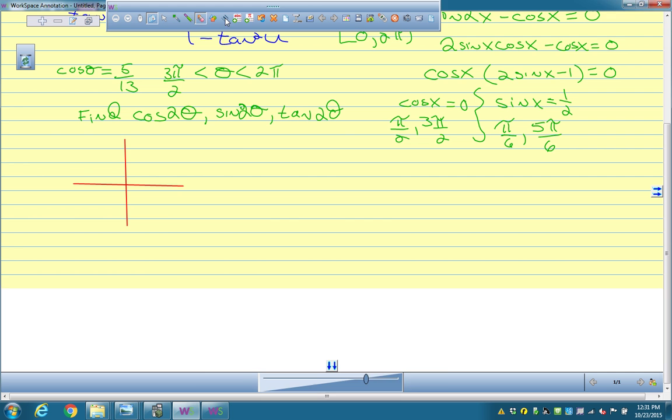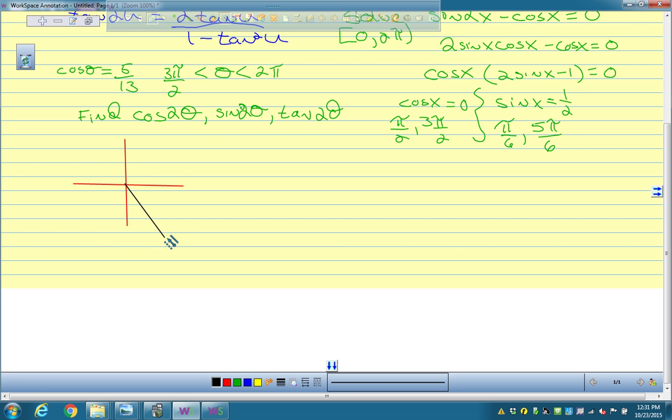So which quadrant am I in if theta is between 3 pi over 2 and 2 pi? So draw a picture down here, and cosine is 5/13, so I call this side 5. I call this side 13. What do I call this side? Negative 12. Okay? And then I just plug into the formulas.